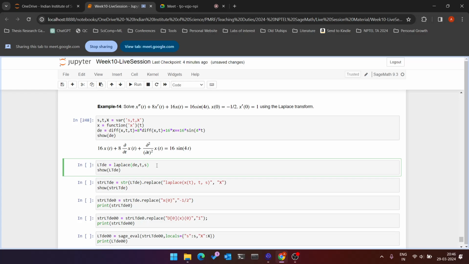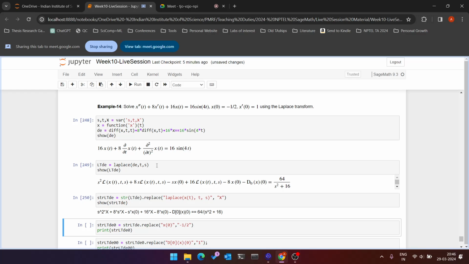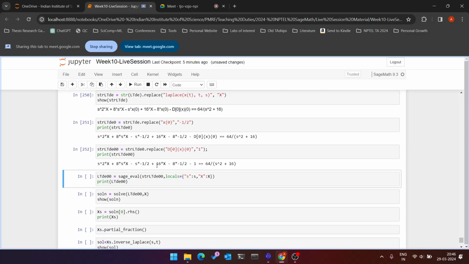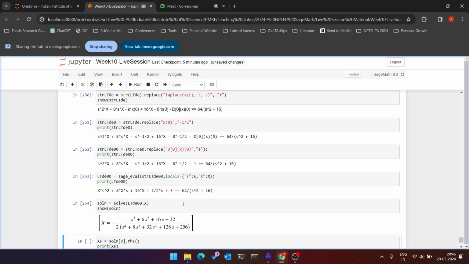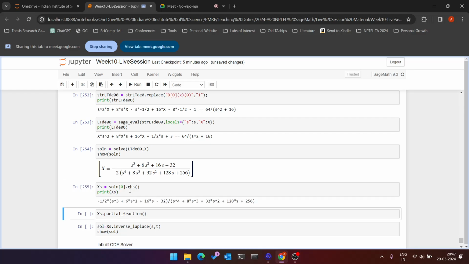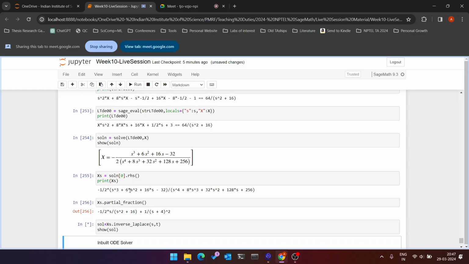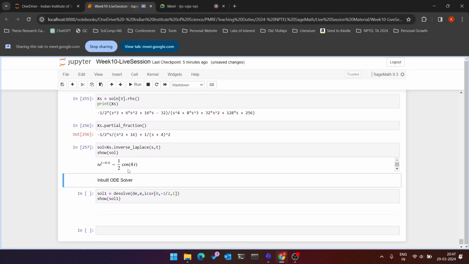Next we do the Laplace transform of the differential equation. Replace the capital X variable, replace the initial value x of 0 and replace the first derivative x dash of 0. Once we have this, we have an equation which looks like this, and we solve this using the solve function. Now we only use the right hand side part as X, convert into partial fractions, and finally get the inverse Laplace solution.